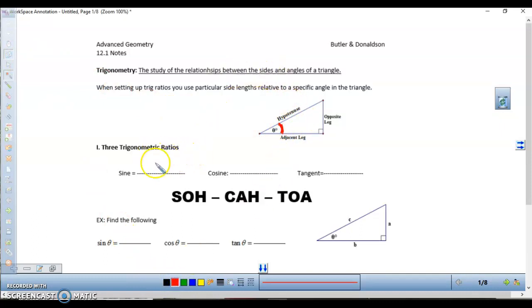Now you may remember from the previous video where I showed you where that stuff comes from and how you can derive these trig ratios by simply dividing side lengths. Sine was the opposite leg divided by the hypotenuse. Cosine was the adjacent leg divided by the hypotenuse. And tangent was the opposite leg divided by the adjacent leg.